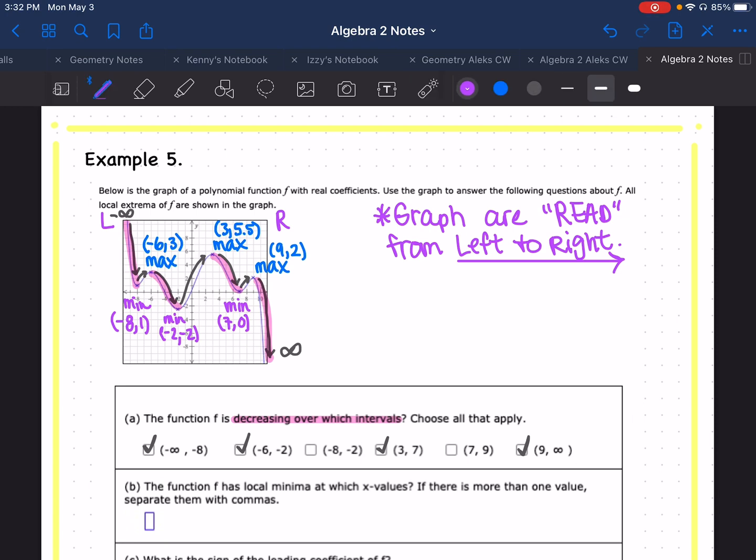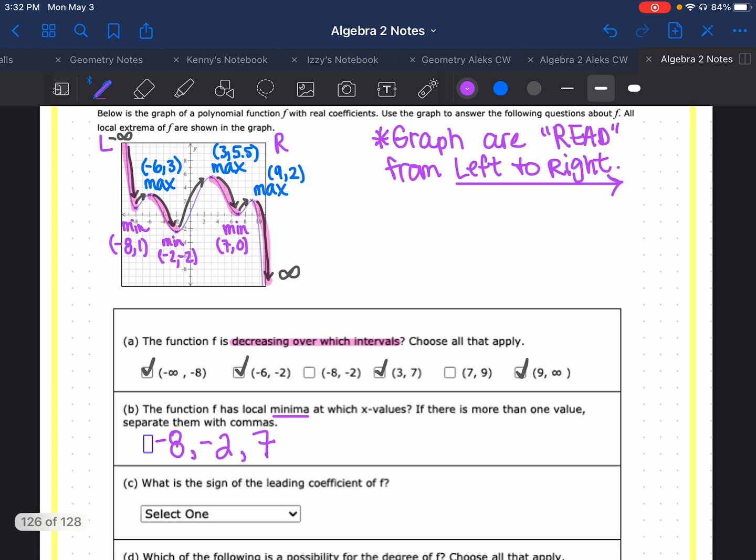Okay. The next question is going to say the function f has local minima at which x values. So they're going to either say minima or maxima, and you're just going to find all your minimums. I did the minimums in purple and the maximums in blue. You just need the x values. If there's more than one, we're going to put them with a comma. So it's -8 at the very beginning, then -2, and then 7. If I were to do the maxima, I would put -6, +3, +9.